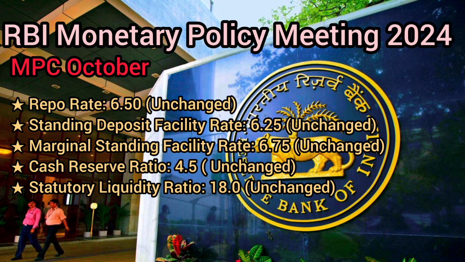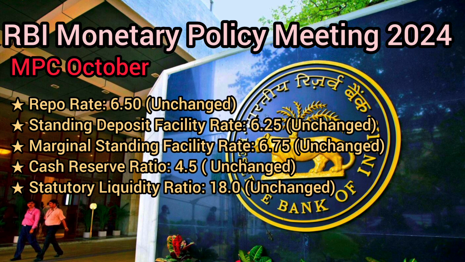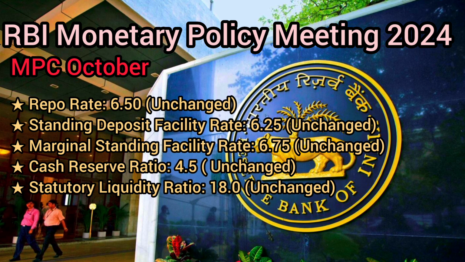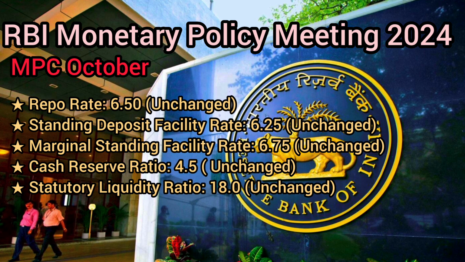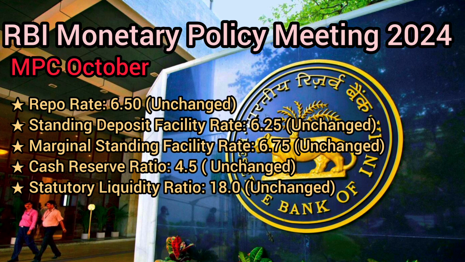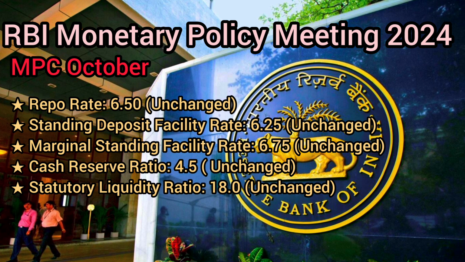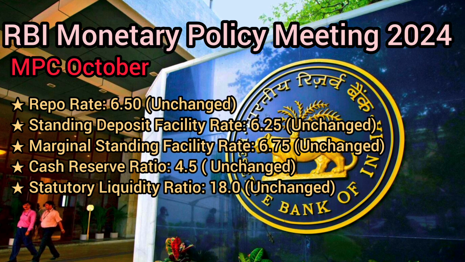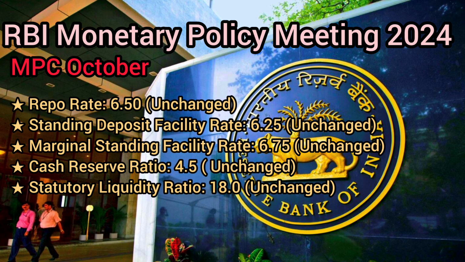Cash reserve ratio, 4.5%. The CRR is the percentage of a bank's total deposits that must be held in reserve with the RBI. This helps the central bank control money supply and liquidity in the economy. An unchanged CRR means that banks continue to hold the same amount of funds in reserve, which helps maintain liquidity in the banking system without altering the overall money supply.